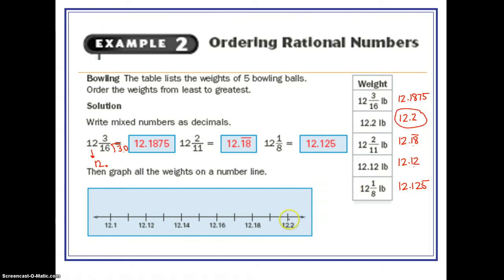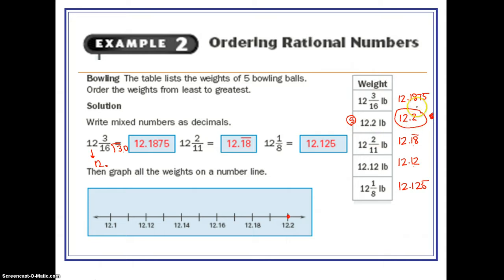And you could do this by graphing them. But sometimes using a number line is more complicated in my opinion. So what I like to do is I like to do it this way where I list it. So this is going to be the greatest. So this is going to be my 5th choice. So let me just put that over there. That's going to be my 5th choice.